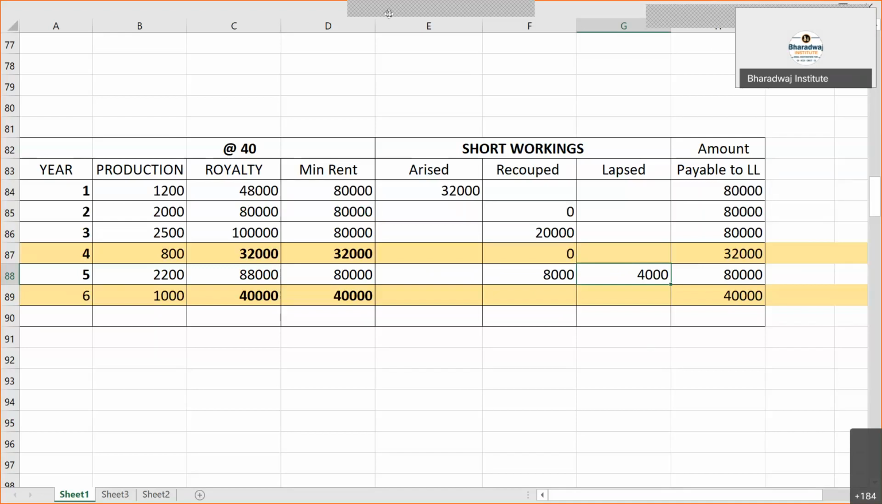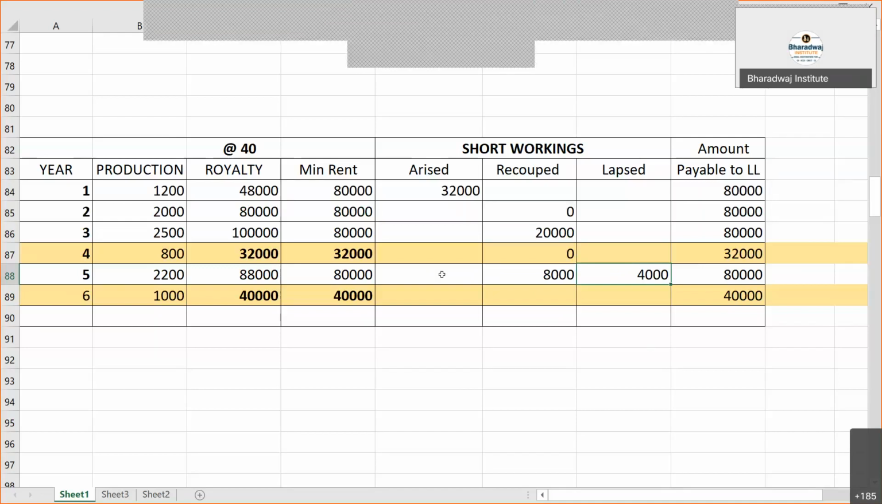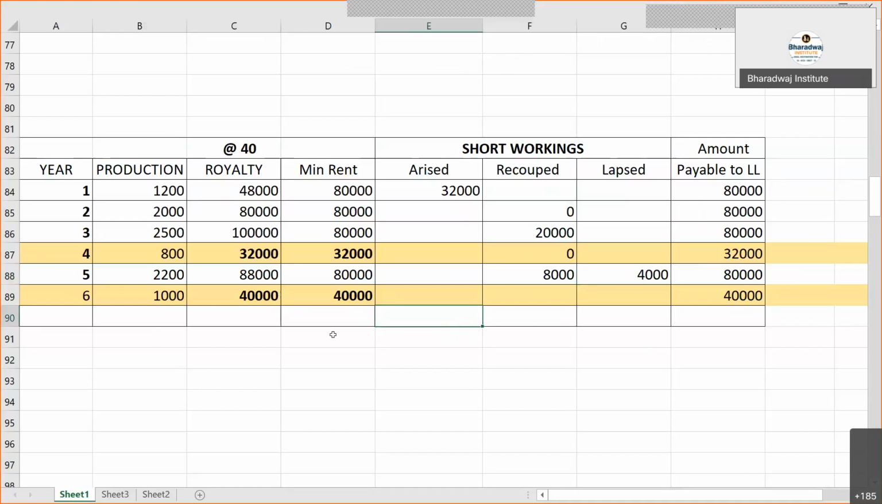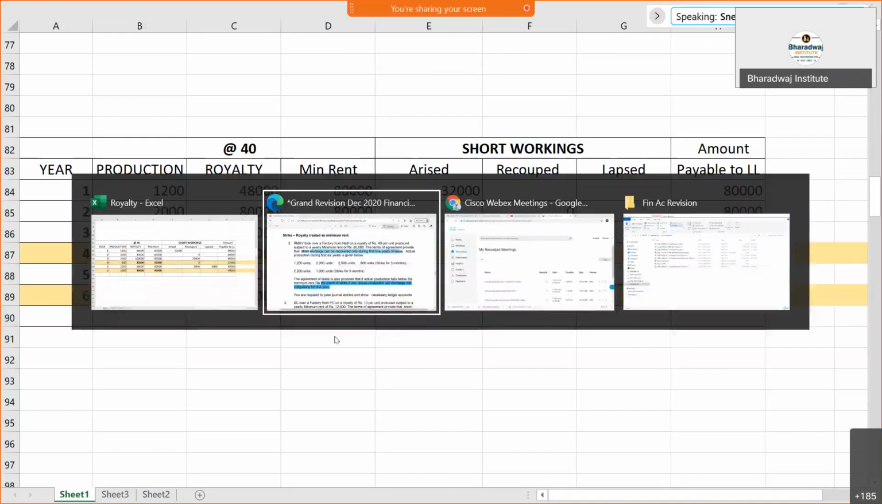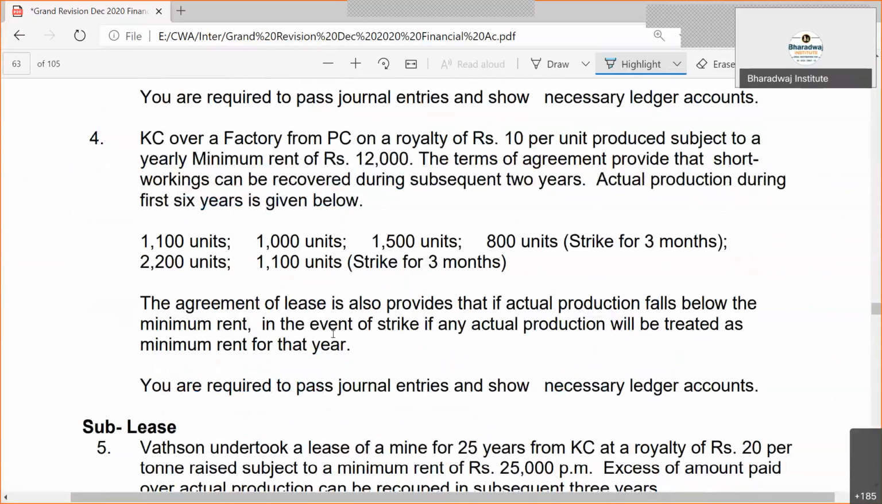Done. Shall we proceed to the next question? Yes, sir. Go to the fourth question. For this, we will do ledger accounts also.